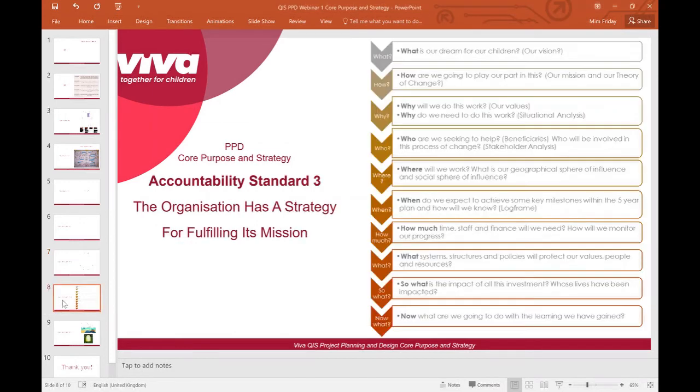Moving on to standard 3. Right, so standard 3 says the organization has a strategy for fulfilling its mission. Now, designing a strategy is not easy, and it could get very complex, and there are certain tools like SWOT analyses and stakeholder analysis and all these things that the booklet that we pointed you to would take you through. But personally, I don't like all of that stuff. Sometimes it bores me and it doesn't tell me what I actually want to know.